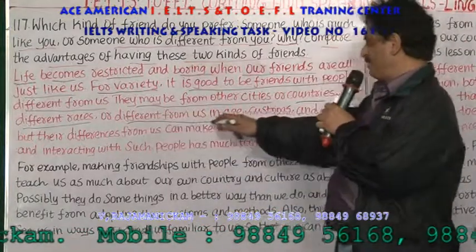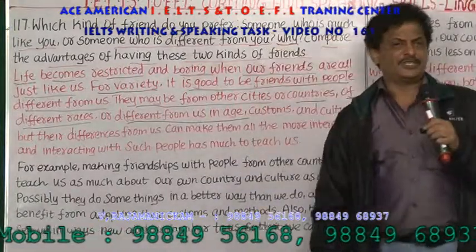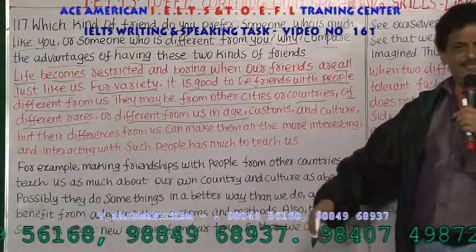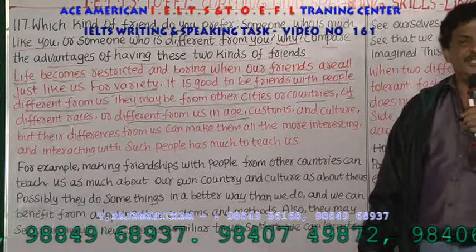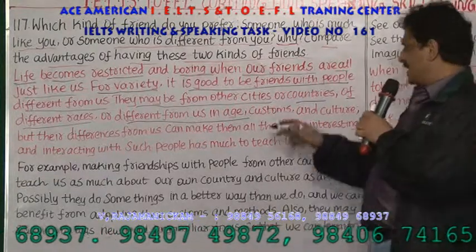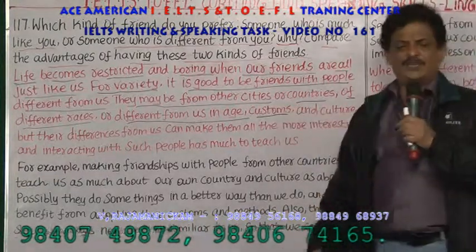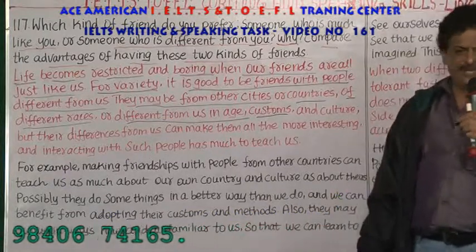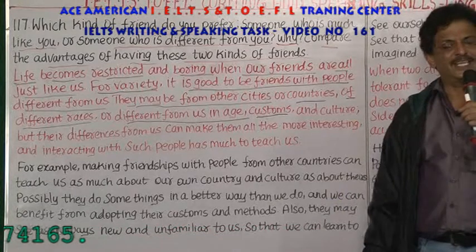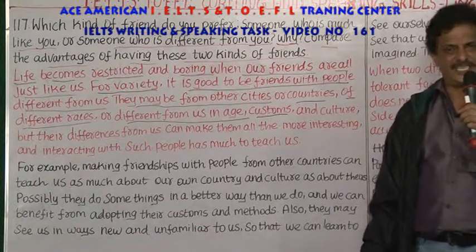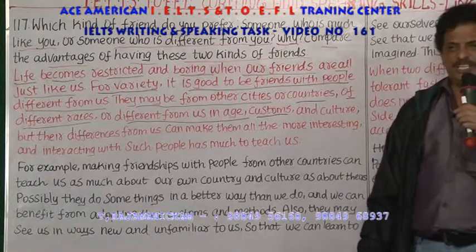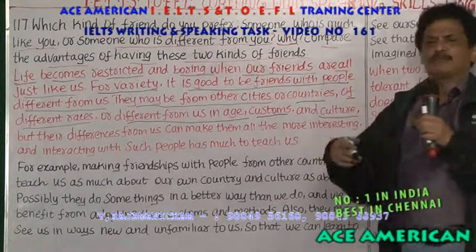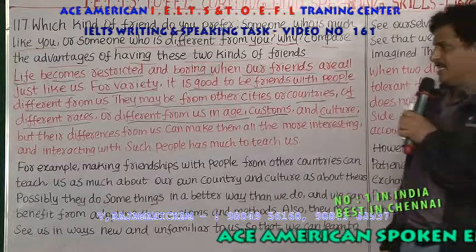Or different from us in age. You may be 20 years and he or she may be 40 or 50 years. That's also a type of friend. Age doesn't matter here. And customs, your way of living is completely different. Hindu way of living, Indian way of living, and he may be living a highly westernized life, like a French or German. And culture, your culture is completely different from his or her culture.